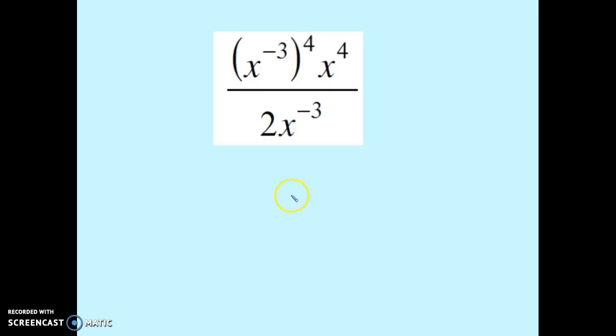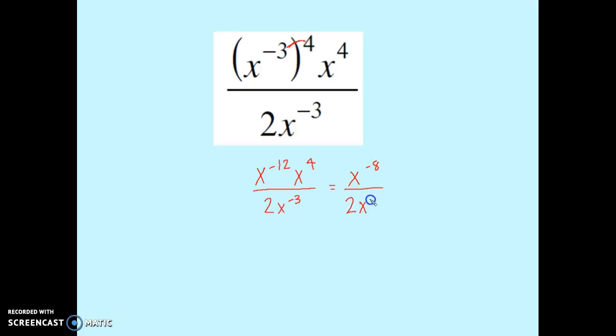Then I have x to the negative 3 to the 4th times x to the 4th all over 2x to the negative 3. I'm going to go ahead and get rid of the parentheses. So x to the negative 3rd raised to the 4th becomes x to the negative 12 times x to the 4th over 2x to the negative 3. I'm going to go ahead and combine the top. So negative 12 plus 4 is negative 8.